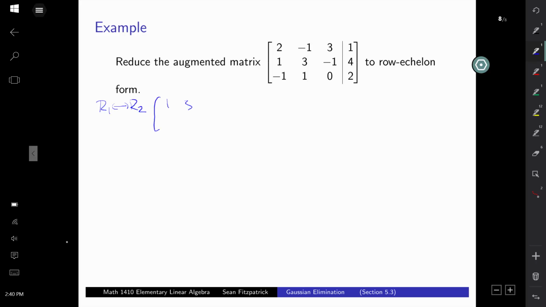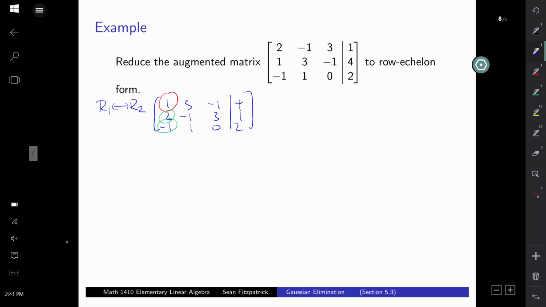Okay, 1, 3, minus 1, 4, 2, minus 1, 3, 1, minus 1, 1, 0, 2. Okay, and so now I've got my leading 1, and I'm going to use my leading 1 to create zeros. So what zeros do I have to create? I've got to create zeros here and here.